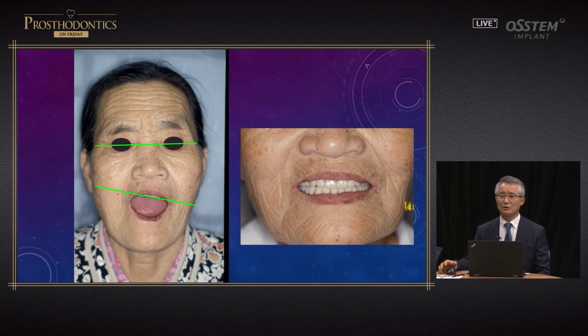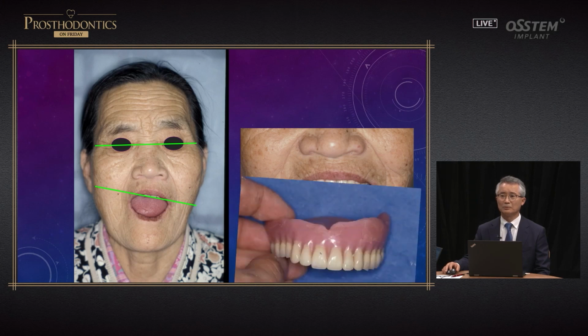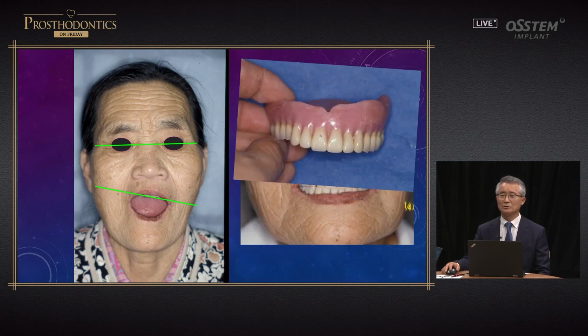So this is the restoration that I provided. This is the same patient. It's parallel here. Let's take a look at the maxillary denture. You can see there's a difference between left and right. Why did I do this? Why did this kind of problem occur?